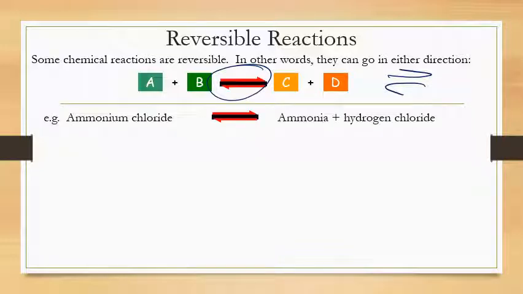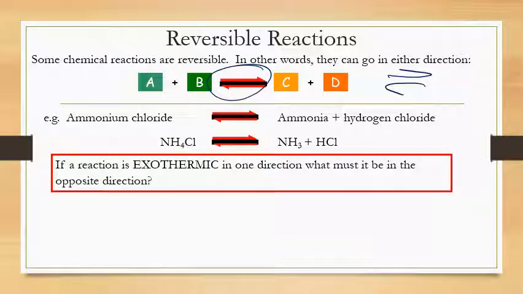It is reversible. There's an example there, which you have to know, ammonium chloride. If you heat ammonium chloride, it goes to form ammonia and hydrogen chloride, and then as it cools down, it reforms ammonium chloride. The reaction is indeed reversible. So if a reaction is exothermic in one direction, what must it be in the opposite direction? It must, of course, be endothermic.